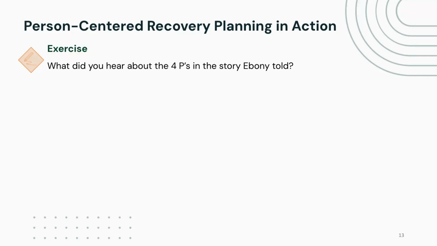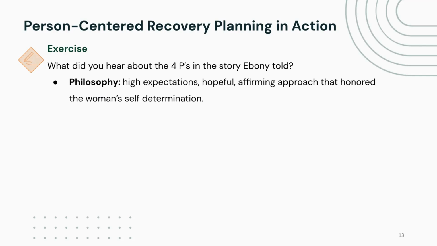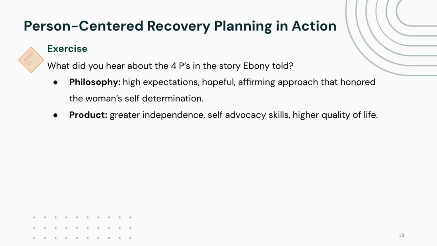What did you hear about the 4 Ps in the story that Ebony told? Here are some things that we hear in the story. Philosophy, a recovery orientation, which we'll talk more about in just a moment. It maintains high expectations. It's hopeful and affirming. The product, this is about outcomes. We heard that this young woman wanted greater independence, and Ebony helped her use her self advocacy skills. That's a shorter term outcome. Eventually, she did learn how to ride that bus, which improved her quality of life.